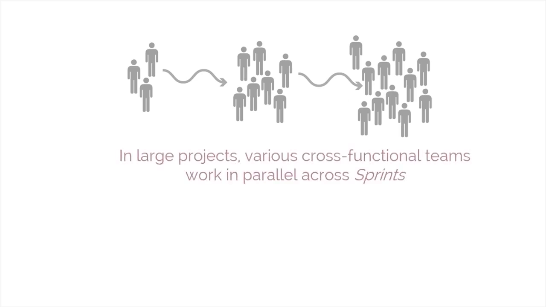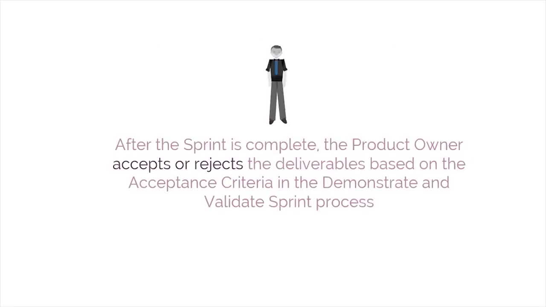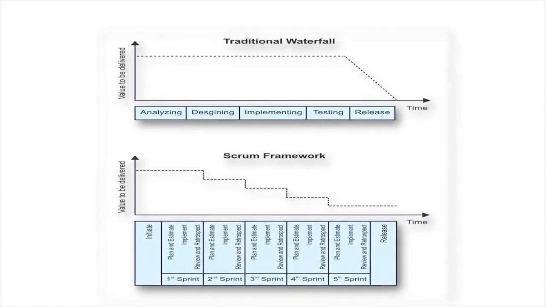In large projects, various cross-functional teams work in parallel across sprints, delivering potentially shippable solutions at the end of each sprint. After the sprint is completed, the product owner accepts or rejects the deliverables based on the acceptance criteria in the demonstrate and validate sprint process. To clarify, here we have an illustration depicting how Scrum projects are completed in an iterative manner and how they deliver value throughout the life cycle of the project.